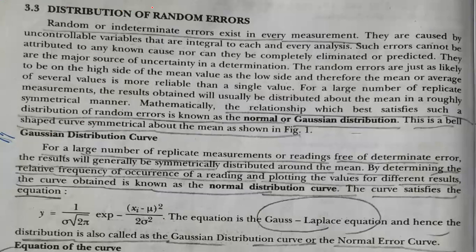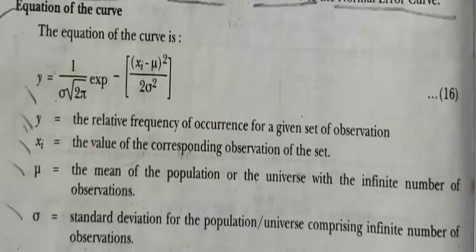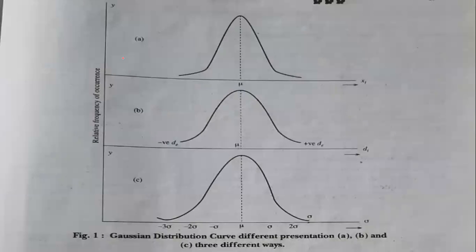Okay, now we'll see distribution of random error. Distribution of random error. Random or indeterminate error exist in every measurement. So these are the errors which are present in every measurement. Okay, so mathematically the relationship which best satisfies such a distribution of random error is known as a normal or Gaussian distribution, and this is a bell-shaped curve symmetrical about the mean. Okay, so see, this is the Gaussian distribution curve. Let me show you. Okay, this is Gaussian distribution curve.